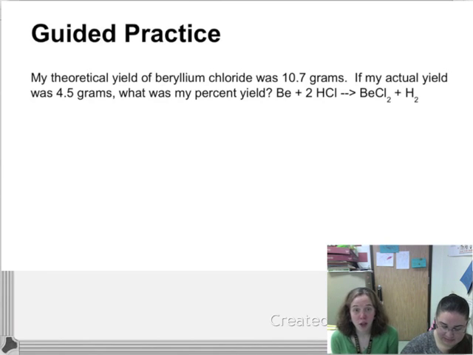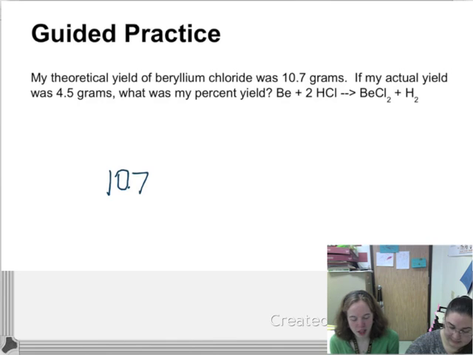All right, so hopefully you tried the guided practice on your own. This first one should have been pretty easy because we read through and it says my theoretical yield of beryllium chloride was 10.7 grams. Remember, your theoretical yield comes from doing stoichiometry, but if it tells you your theoretical yield, you just use that number. It goes on the bottom, and my actual yield was 4.5 grams, so according to my formula, that goes on top, times 100.